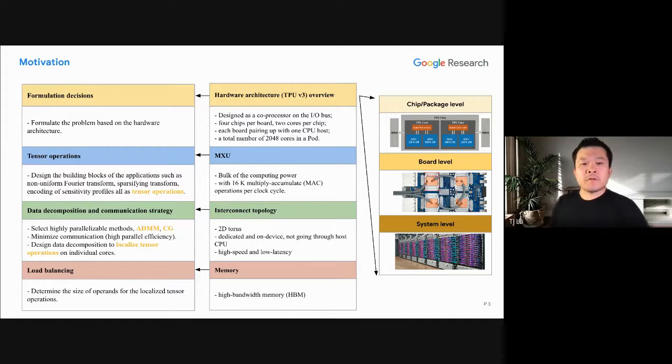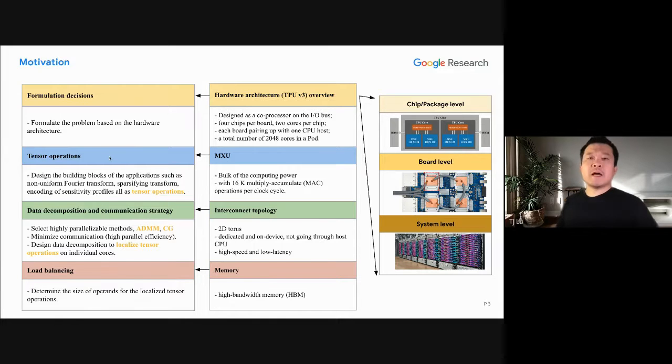To achieve high parallel efficiency, we need to do 2 things. First, select highly parallelizable methods, for example, the alternating direction method of multipliers, ADMM, and the conjugate gradient method, CG. Second, we need to design an algorithm to localize the tensor operations as much as possible. As for the memory, TPU uses high bandwidth memory. This guides us to determine the shape of the operands in the localized tensor operations.